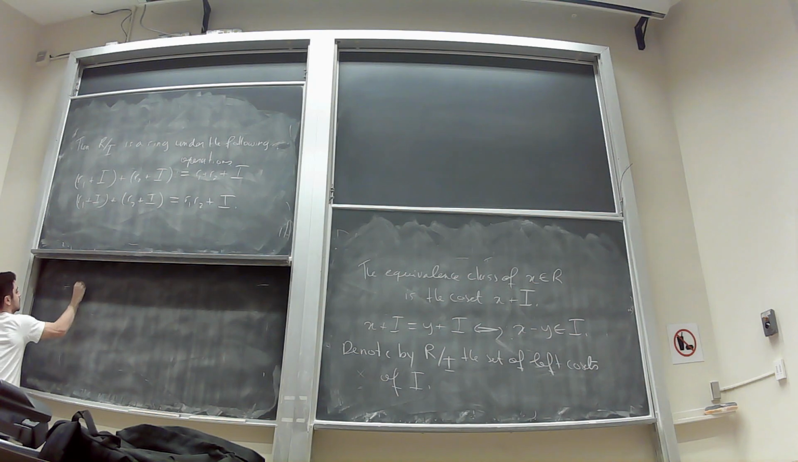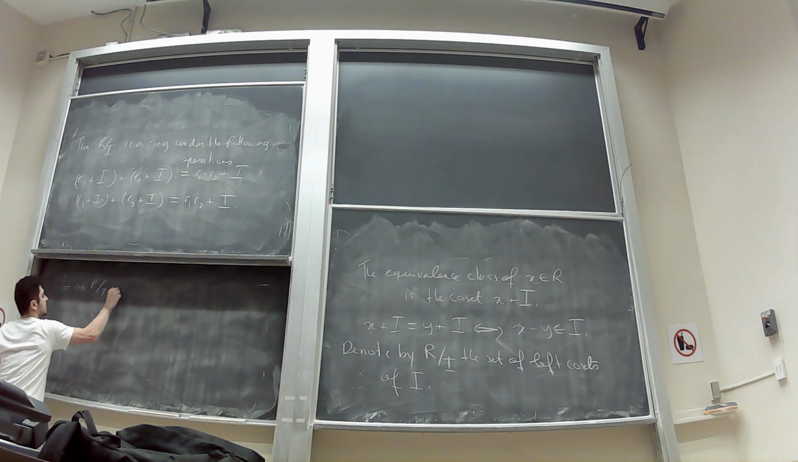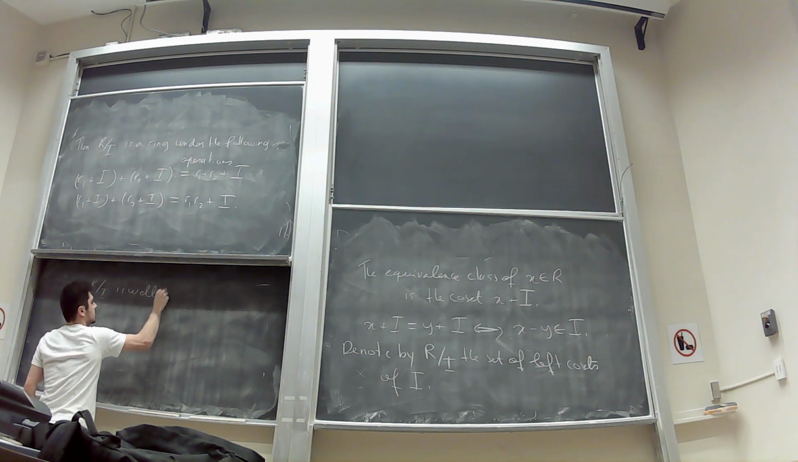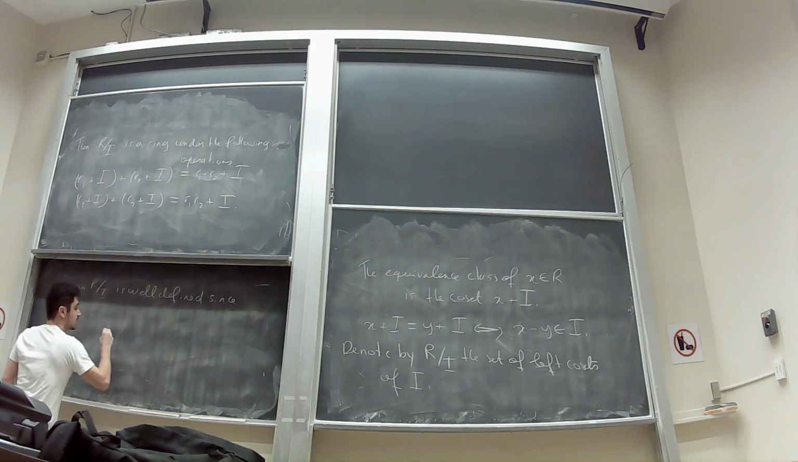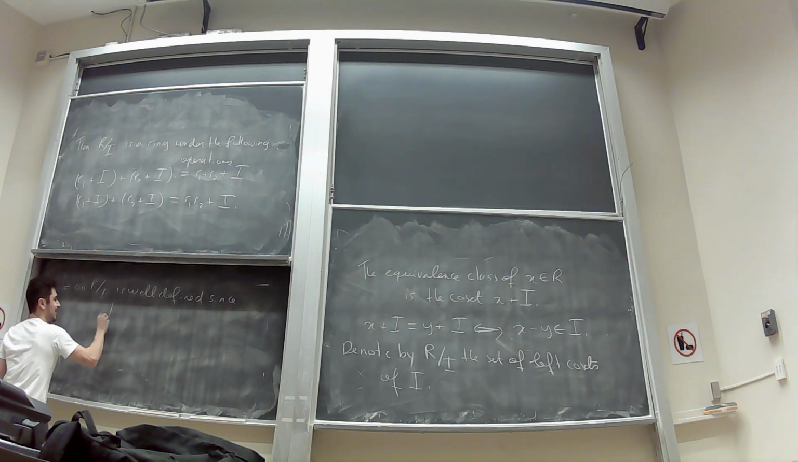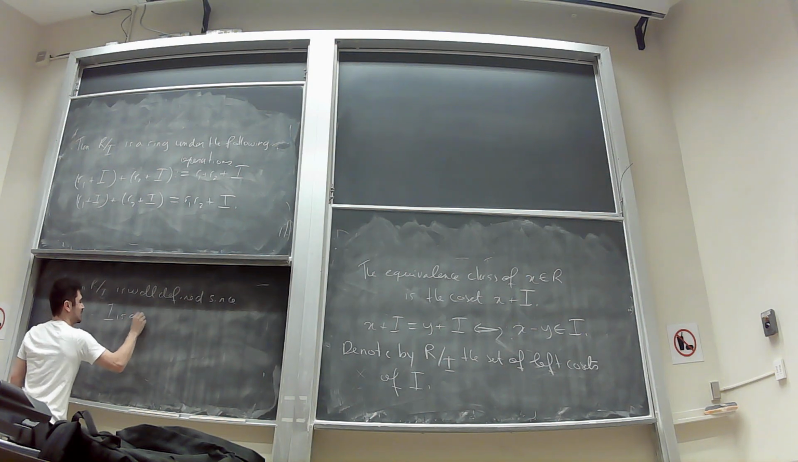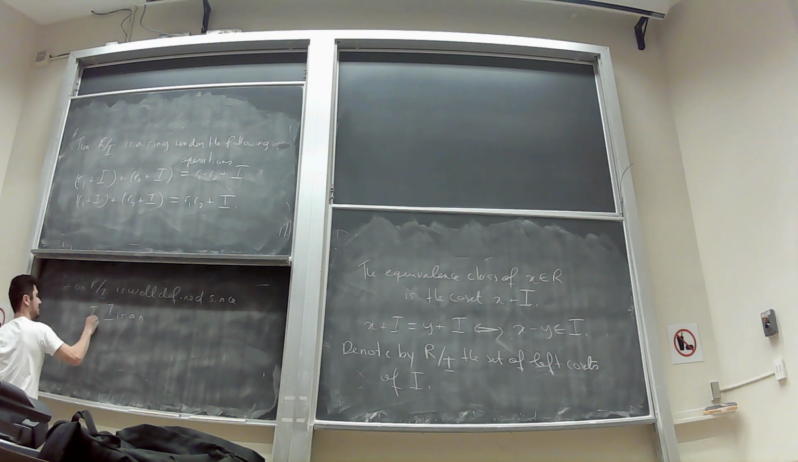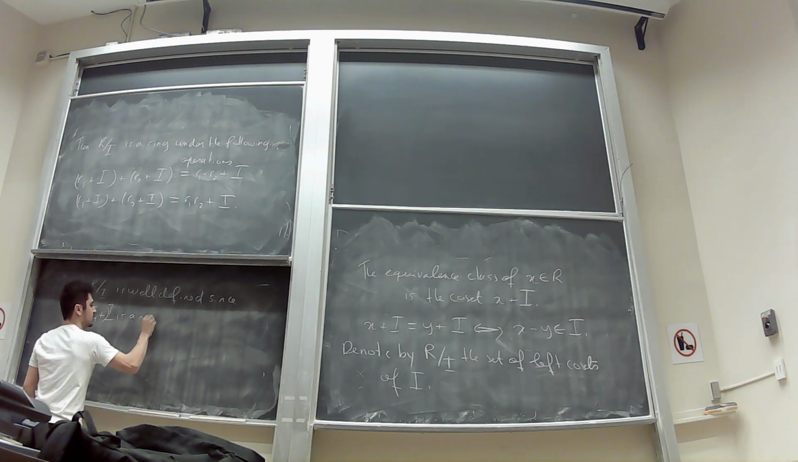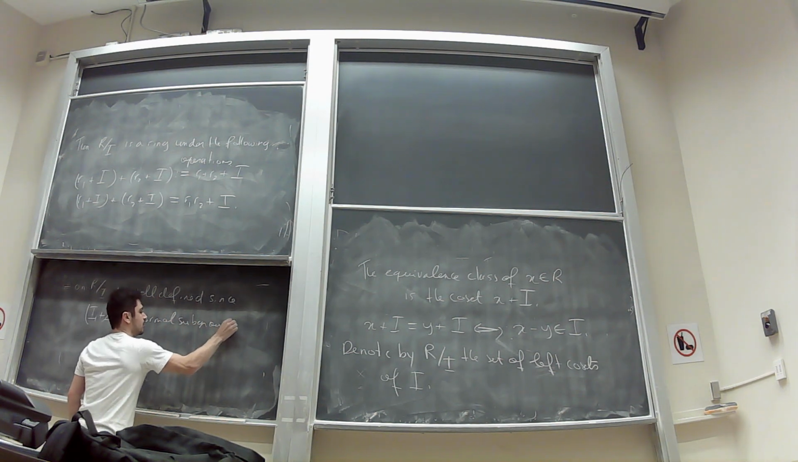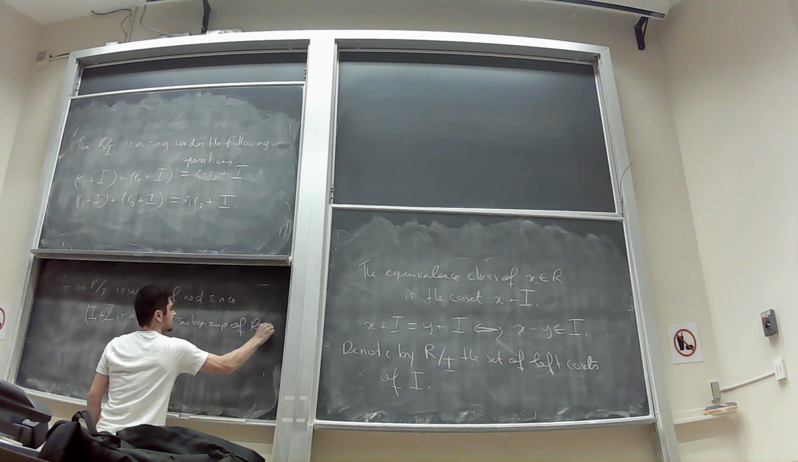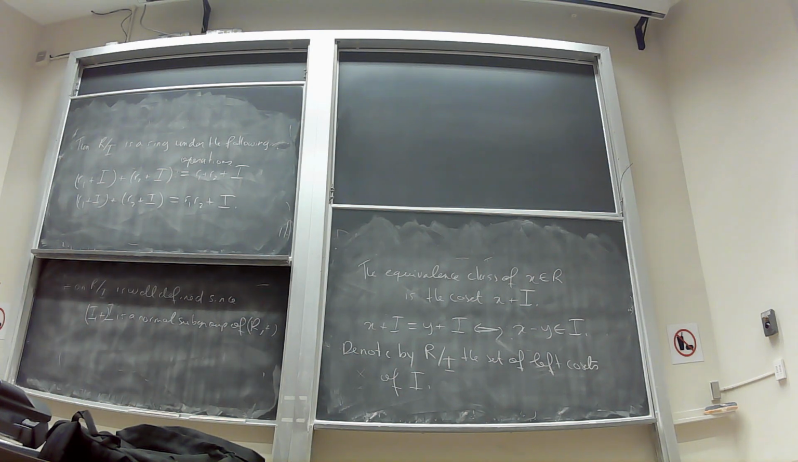Addition on R mod I is well defined, since I is a normal subgroup of R, right? Because R plus is abelian. Now what do you have to show? You have to show that multiplication is well defined.